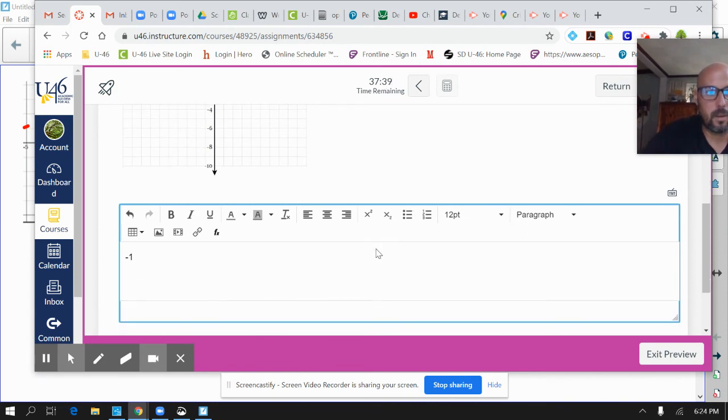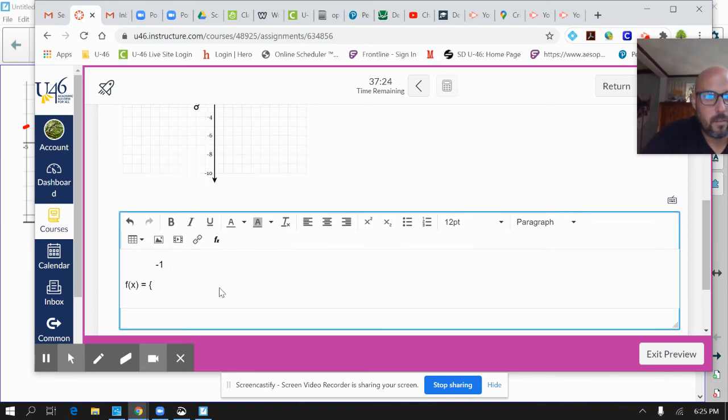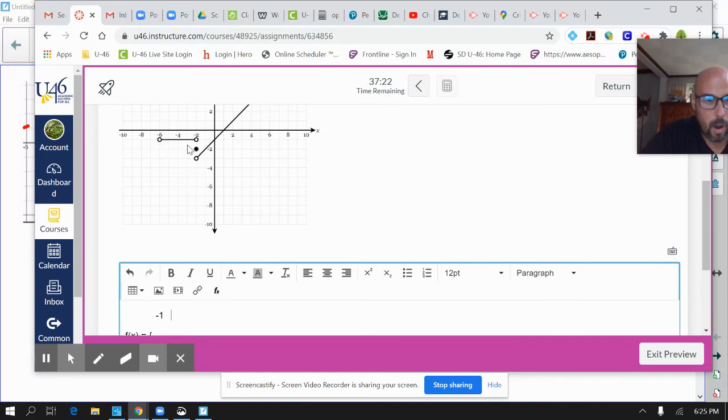Since this is a piecewise function, you would ideally have f of x equal and then a big bracket to contain all the pieces, but we don't have that luxury. So we'll just have to do our best. So the one horizontal piece is y equals -1. Some people were writing x equals -1. That's not correct. X equals -1 is a vertical line. This is y equals -1.